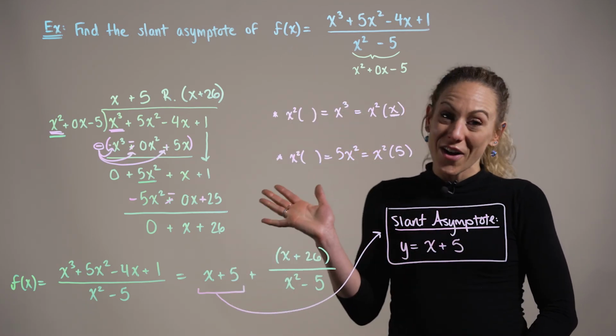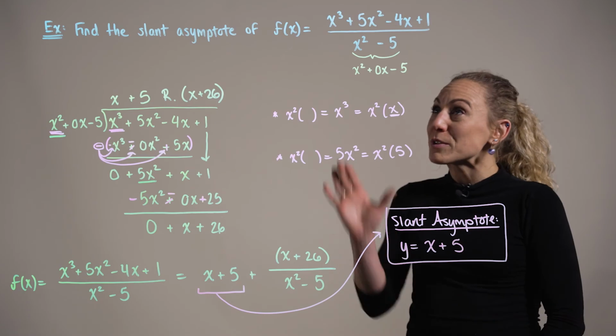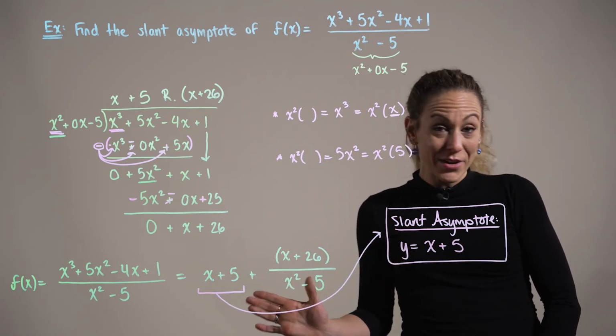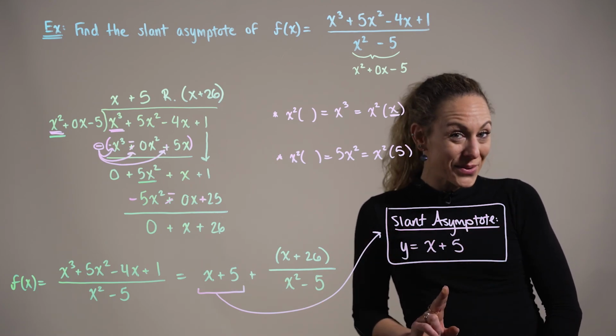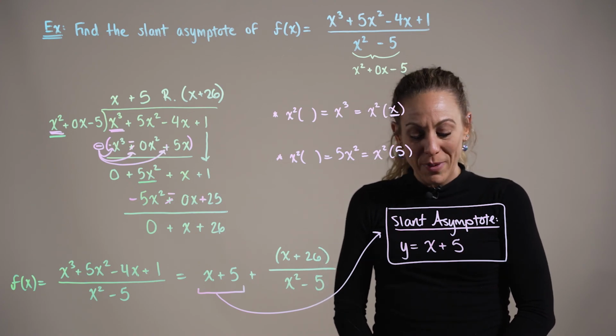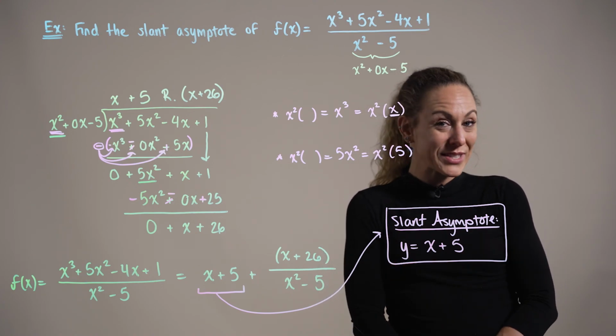So using this long division with polynomials, we were able to break down or decompose our rational function into the sum of a linear and rational function, which allows us to identify that this function has a slant asymptote at the diagonal line, y is equal to x plus 5.